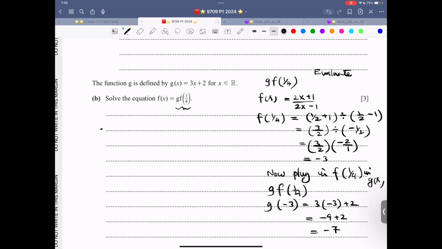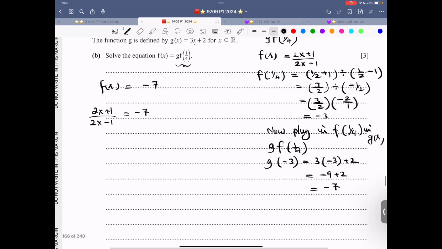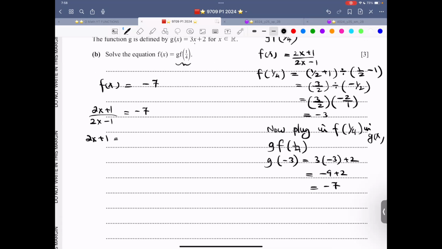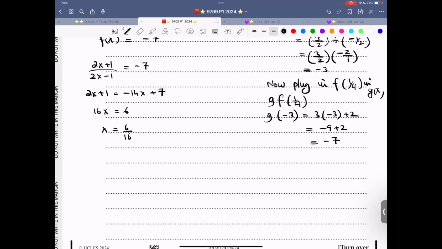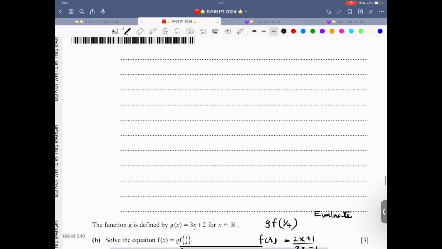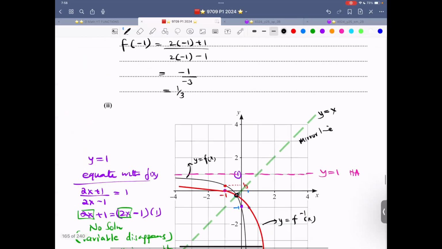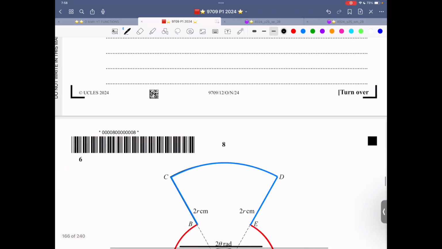Now this is f of x. So now f of x is equals to negative 7. So 2x plus 1 over 2x minus 1 is negative 7. 2x plus 1 is negative 7 into 2x minus 1, negative 14x plus 7. 2x plus 14x is 16x, 7 minus 1 is 6. Therefore, x is 6 over 16, which can be written as 3 over 8. Leave the answer in the exact fraction, because fractions are beautiful. So that is how this particular question number 5 is done.